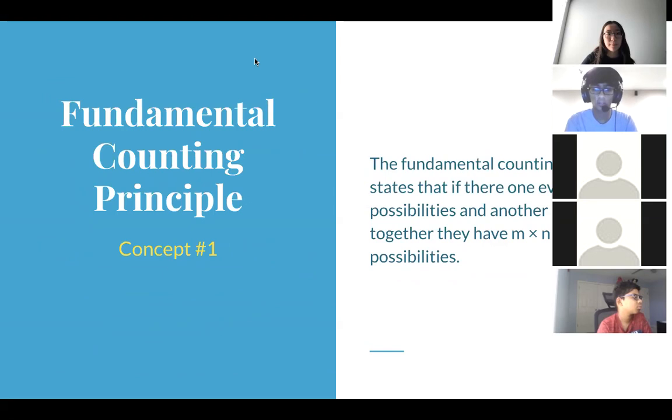Okay, so the fundamental counting principle. The fundamental counting principle basically says that if there's one event that has m possibilities and the other one has n possibilities, together you just multiply the amount of possibilities that both of them have for the total. I think most of you guys already know this, but it's just going to be multiplying the total possibilities together for each event.